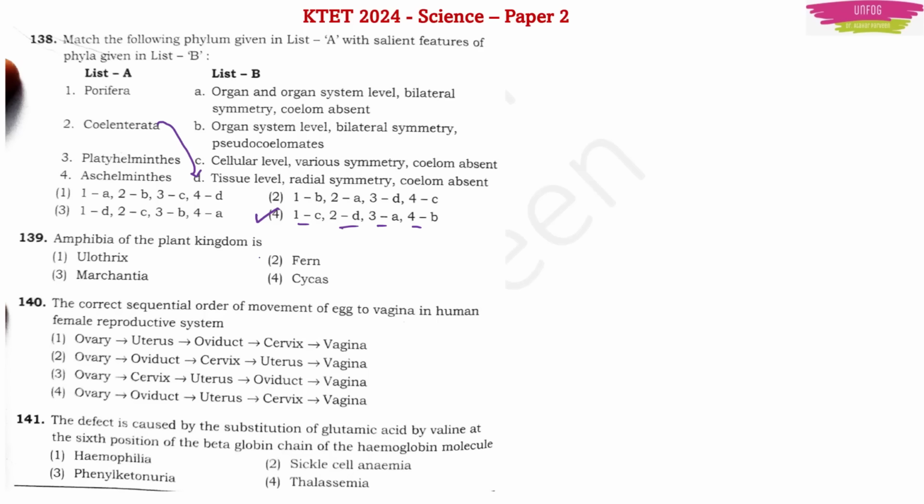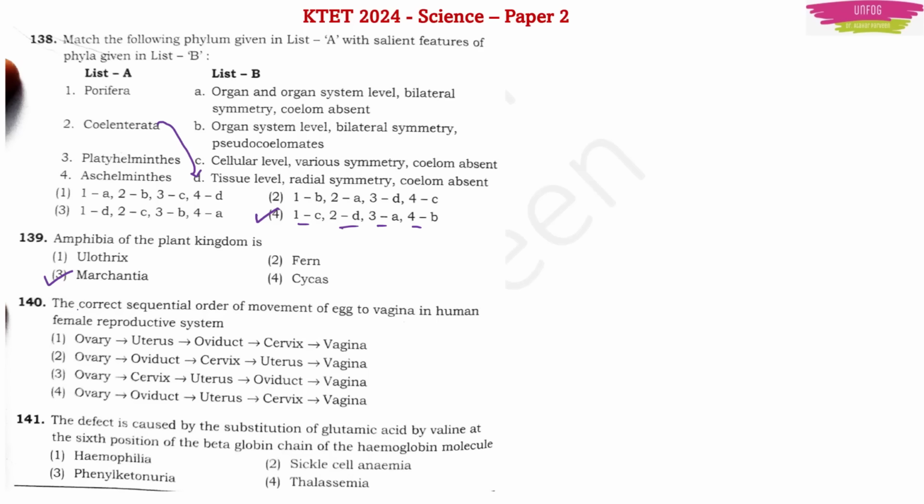Next question. Amphibia of the plant kingdom is bryophyta, right? We have discussed this, I think in the revision class, I don't remember, or in the regular class, somewhere we have discussed it for the Karnataka TET classes. So amphibia of the plant kingdom is bryophytes. An example of bryophyte is Marchantia. They live both on land and water, and they require water for reproduction and land for survival.